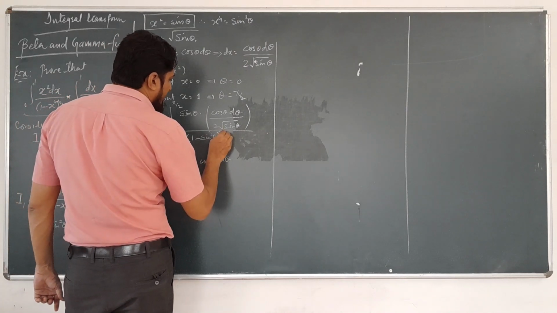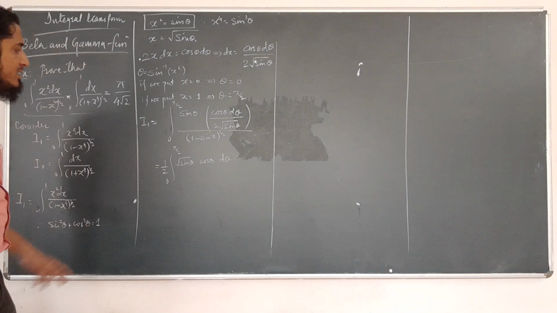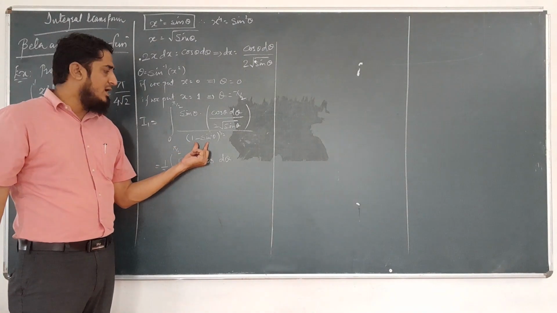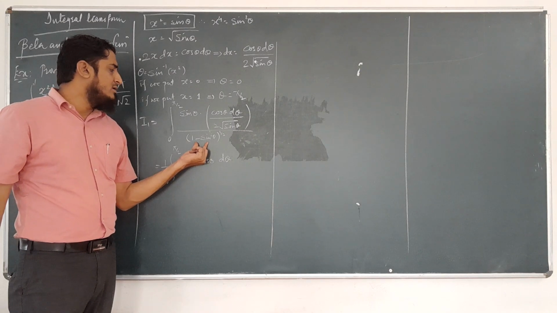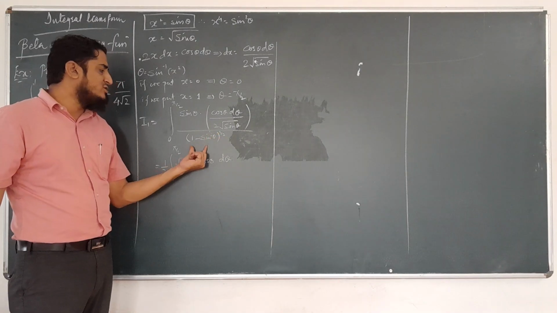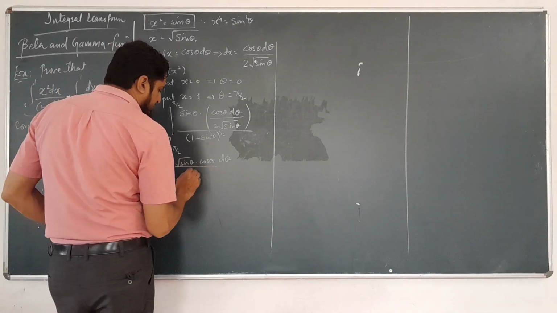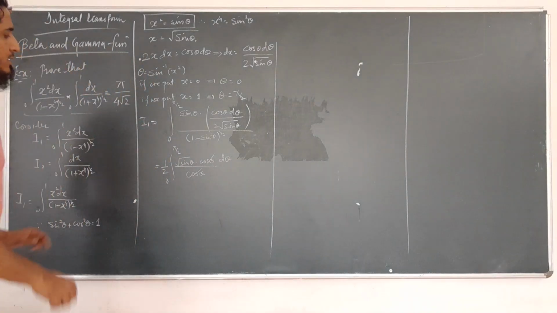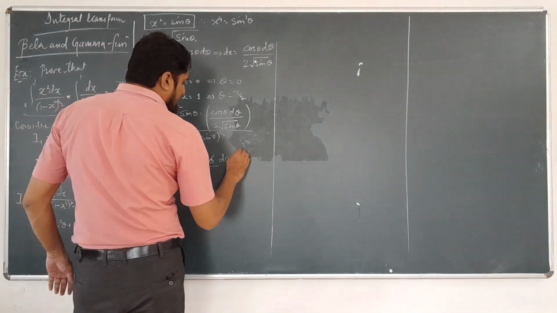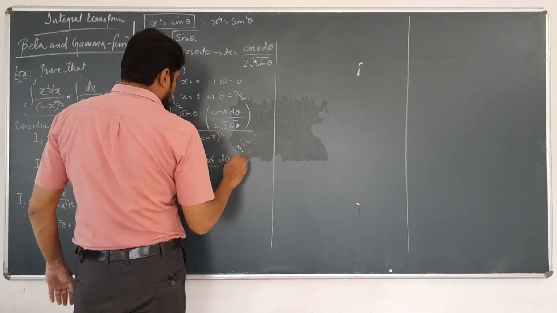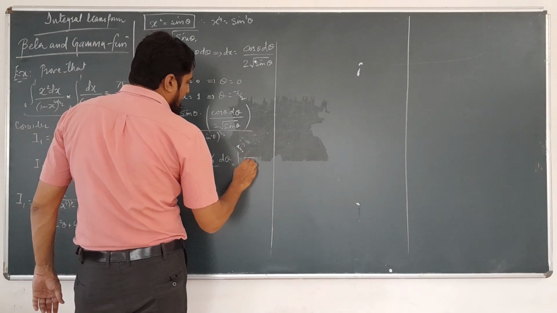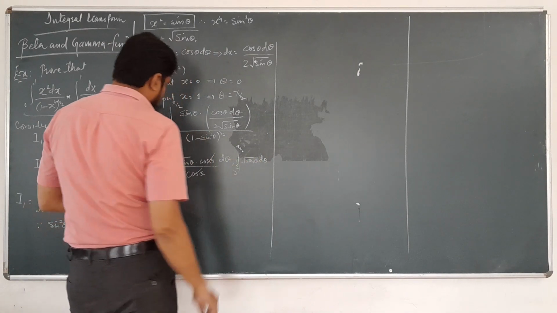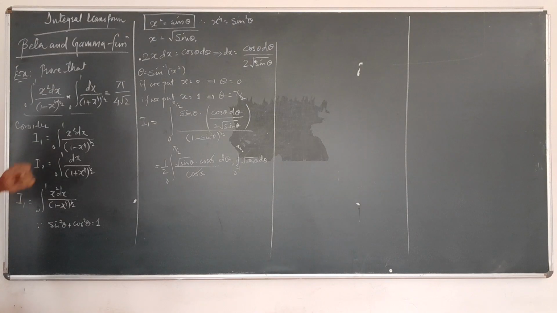Correct? And here we have 1/2. And 1 minus sin square theta will give us cos square theta. And when we take the root of cos square theta, we will get cos theta. Correct? Now cos theta will cancel. We have only integration from 0 to pi by 2 root sin theta d theta, and 1/2 as it is outside of the integral.